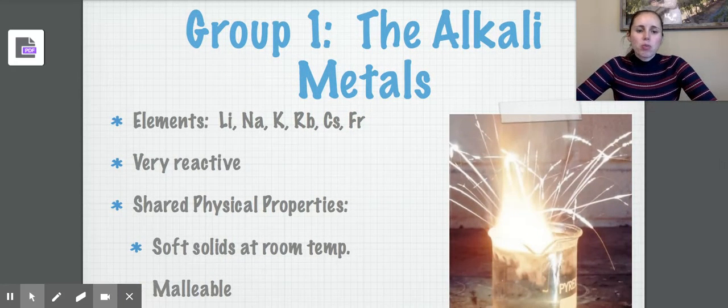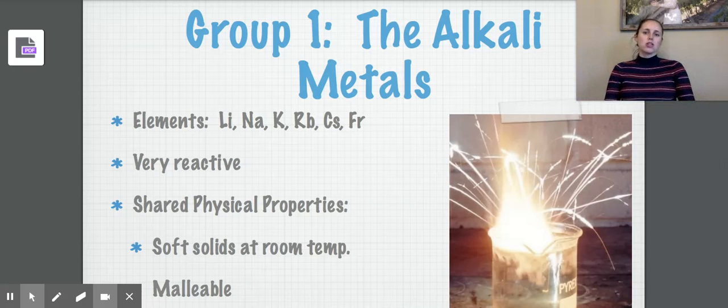Let's take a look at group 1, and that's our alkali metals. So it's kind of tricky because on your periodic table, hydrogen is in group 1. Hydrogen is not an alkali metal though. Hydrogen is not a metal at all. It's a non-metal.